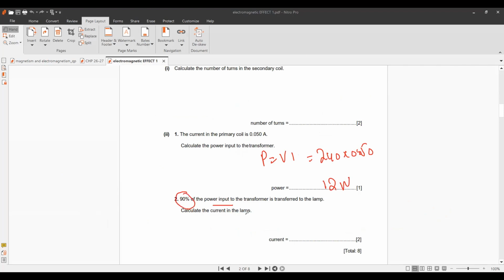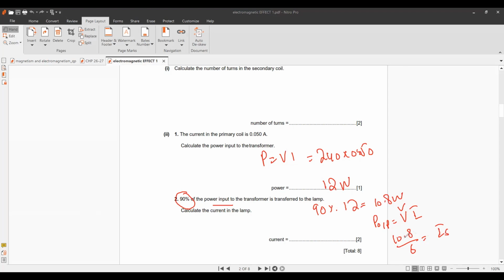Now they have said in the second part that 90% of the power input to the transformer is transferred to the lamp. Calculate the current in the lamp. So what we can do here is take 90 over 100 times 12, which is 90% of the input power. That will give us 10.8 watts. Now we have the power output, which is equal to VI again, and V is 6 volts. So 10.8 divided by 6 will give us the output current. What is the answer to this?